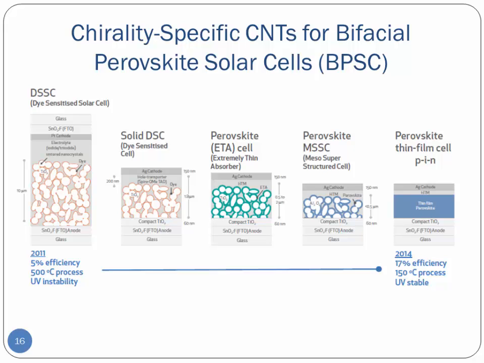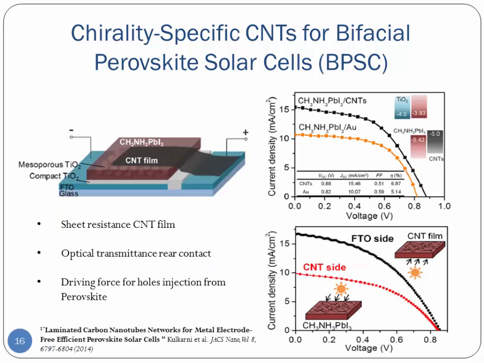There is the Kulkarni group from Singapore that uses carbon nanotubes for bifacial perovskite solar cells. It's a promising approach because you can get light and current generation from both sides. And of course, it's cheaper than silicon bifacial solar cells. The problems they encountered are the sheet resistance of the carbon nanotube film, the optical transmittance of the carbon nanotube film, and the driving force for the holes to be injected from the perovskite into the carbon nanotubes.